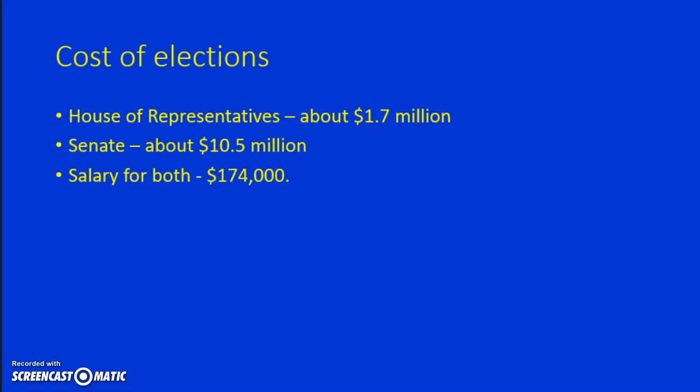Elections cost a ton of money. To run for the House of Representatives, as of 2012, it cost about $1.7 million to run a campaign. In the Senate, $10.5 million. And the salary for each, for rank and file members of the House and the Senate, is $174,000. It takes a lot of contributions to get war chests up to $10.5 million.